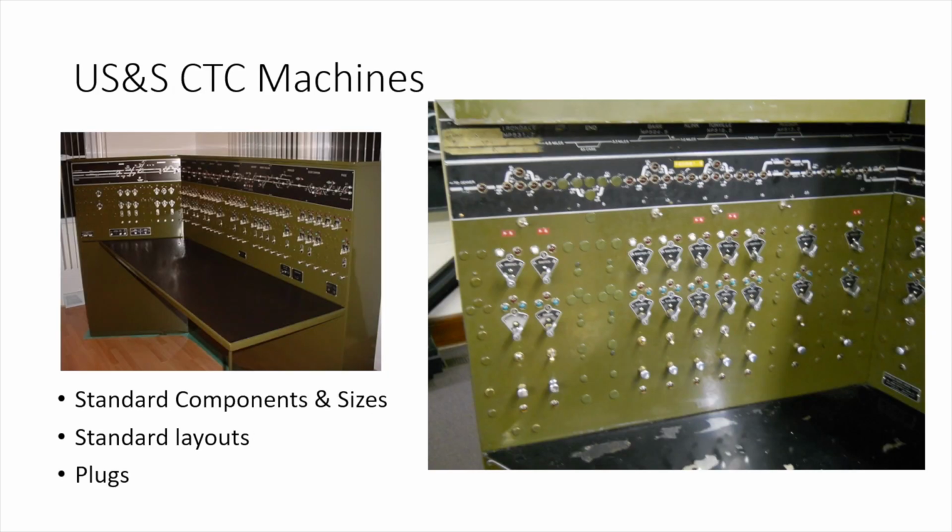Here are a couple of pictures of prototype US&S CTC machines. You can see they all tend to be that same kind of bland olive gray color with the black, it's called the model board, up on top. The levers are all laid out into columns, and the holes for all the lights and all the lamps and all the switches are all drilled out, and the ones that weren't needed were just filled in with plugs that you can see there.